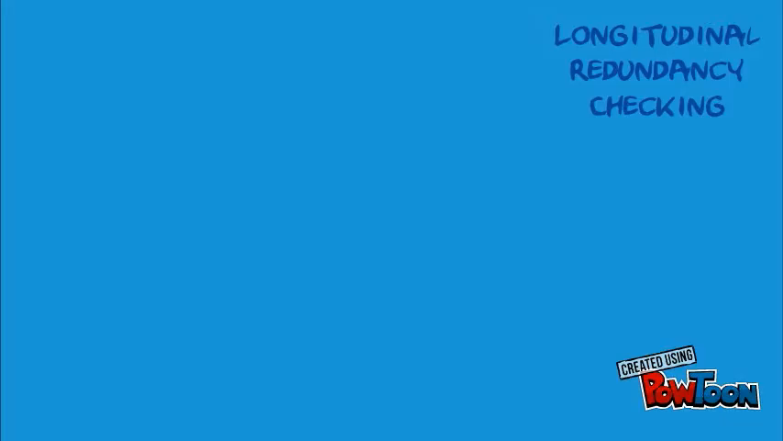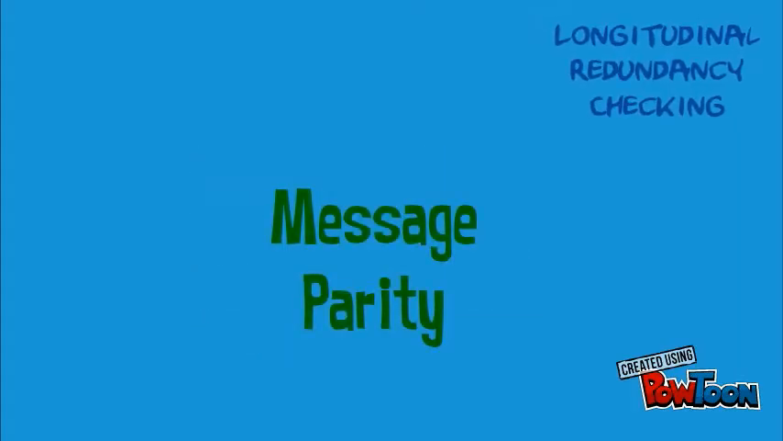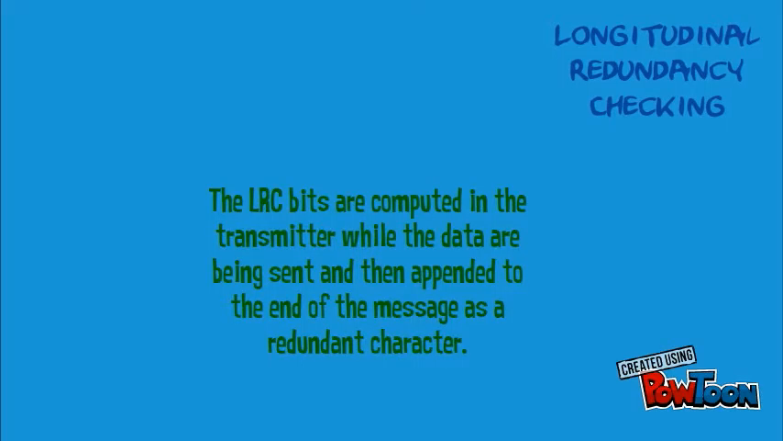Next is longitudinal redundancy checking. Longitudinal redundancy checking, or simply called LRC, is a redundancy error detection scheme that uses parity to determine if a transmission error has occurred within a message and is therefore sometimes called message parity. With LRC, each bit position has a parity bit. The LRC bits are computed in the transmitter while the data are being sent and then appended to the end of the message as a redundant character.